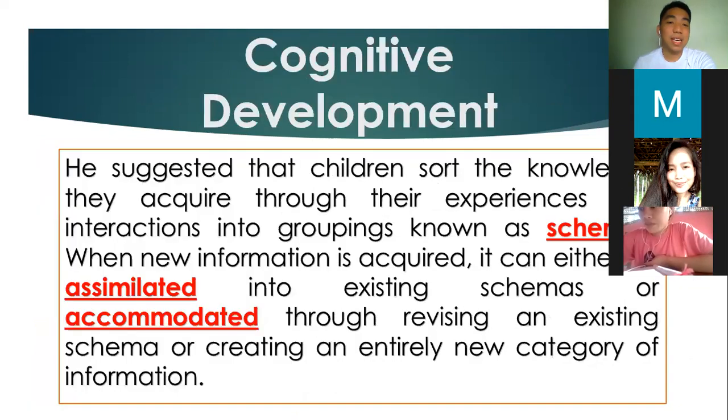Okay, so he suggested that children sort the knowledge they acquire through their experiences and interactions into groupings known as schemas. Okay, so ang schema daw, it looks like a cabinet. Okay, a cabinet, gipang file ang mga knowledge. And then kung kinahanglan gamiton sa bata ang knowledge, iya tong ablihan, and then iyang panglaon tong tuas sa sod. Ing anak kuno ang brain sa bata or sa tao.